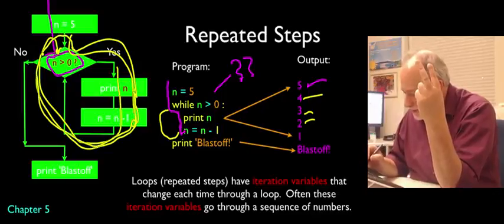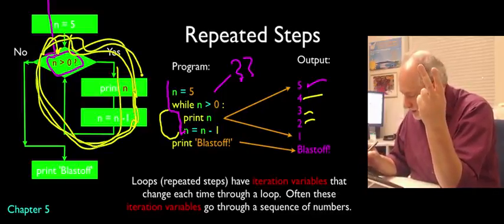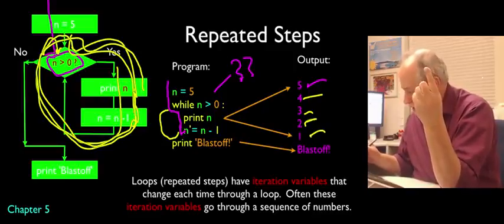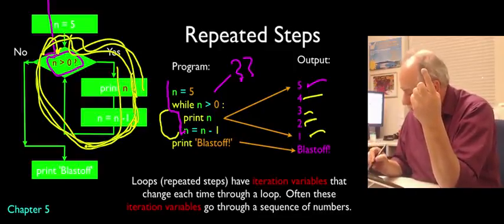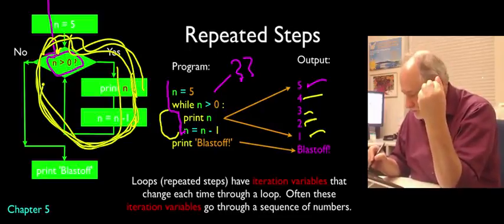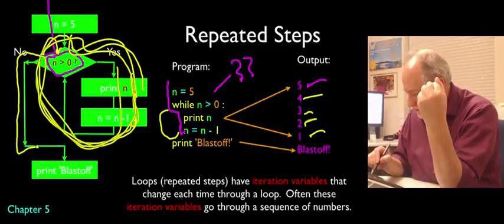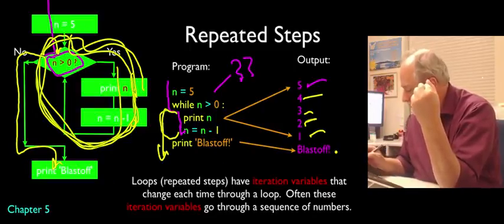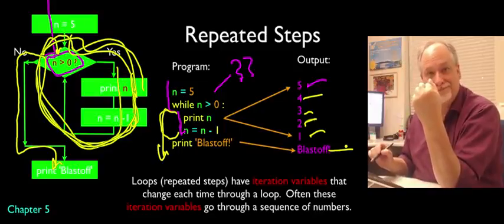So out come 3 and 2. Then it goes back up. Still greater than 0? Yes, it is. Print out 2. Or wait, now it's 1. Now we subtract 1, it becomes 0. Is it greater than 0? No, and we finally leave. And we finally drop down. And so the last thing that comes out is the print of blast off.